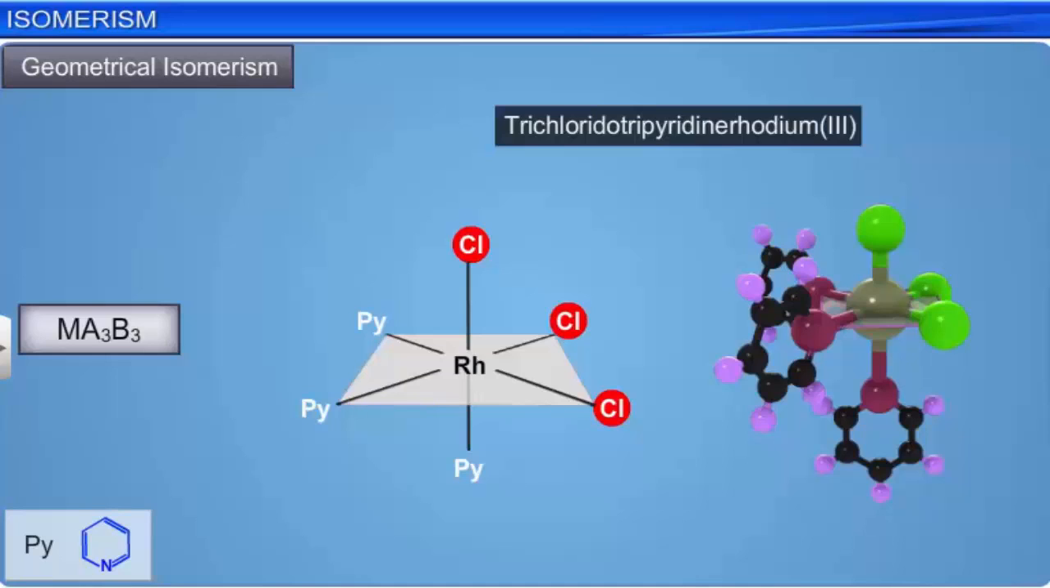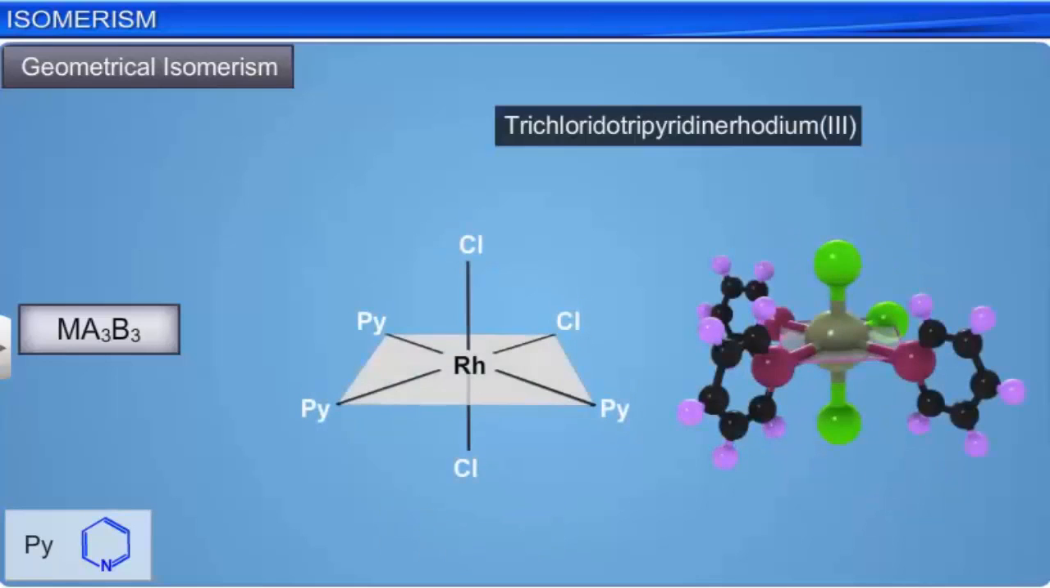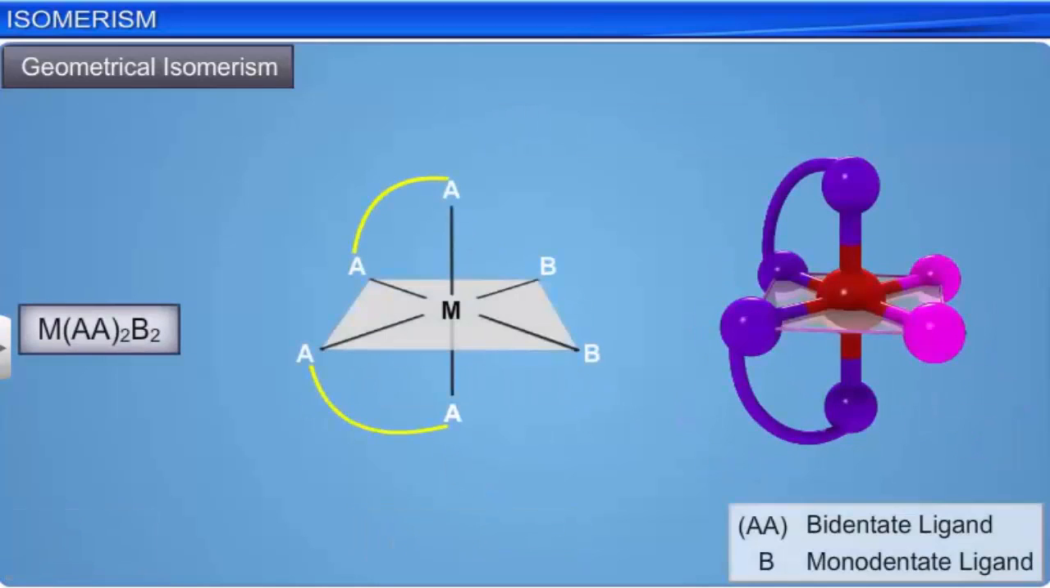Now, let's look at MA2B2 type of complexes containing monodentate and symmetrical bidentate chelating ligands. Here, AA is a symmetrical bidentate chelating ligand in which A and A indicate two similar coordinating atoms, while B is a monodentate ligand. The cis and trans isomers of dichloridobis(ethylenediamine)cobalt(III) are shown here.